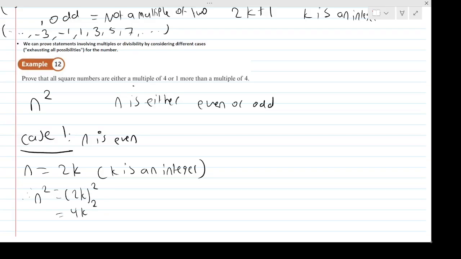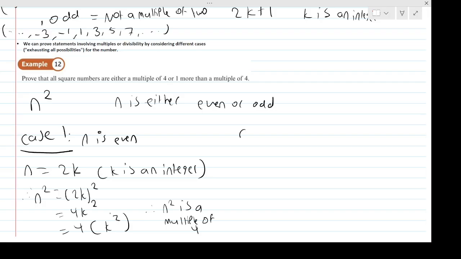Well, there we are then. It has to be a multiple of 4. We can emphasise this by factoring 4 out. So 4 lots of k squared. Wow, that's a multiple of 4 because you're multiplying by 4, really. So therefore, n squared is a multiple of 4 here. And that's that case proven. So we got the result we wanted when n is even. So it's a multiple of 4.